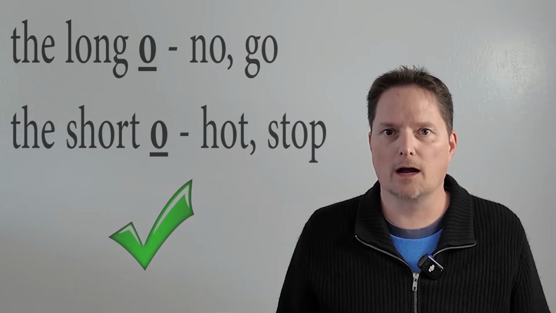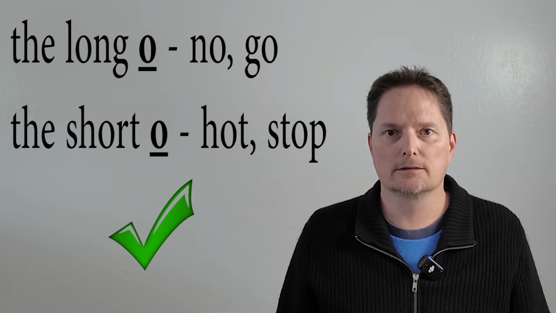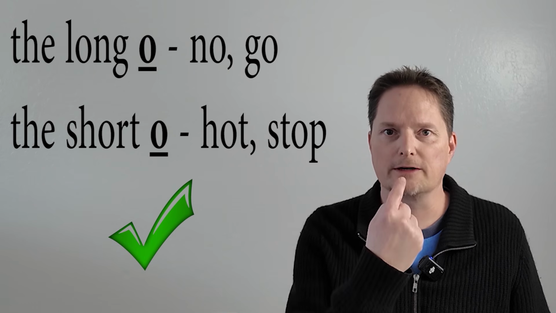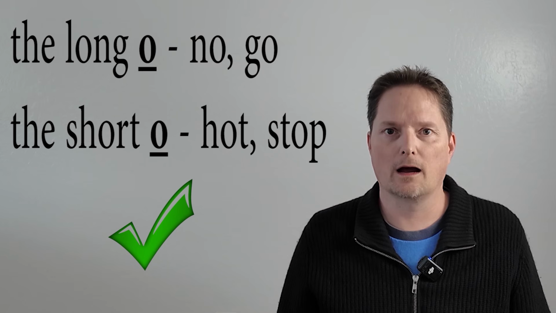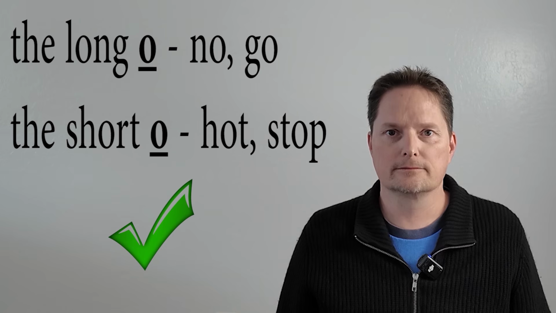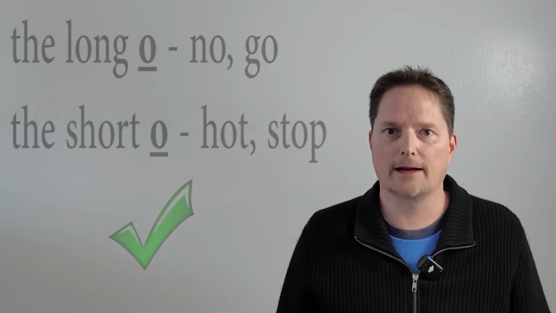Let's talk about the short ah sound. The short ah sound is made by the letter O. The long O is O, like no and go, and the short ah sound is ah, like hot and stop. The sound comes from the front of your mouth, and it's open. Hot, stop. That's the short ah sound. And it's made by the letter O, not A.